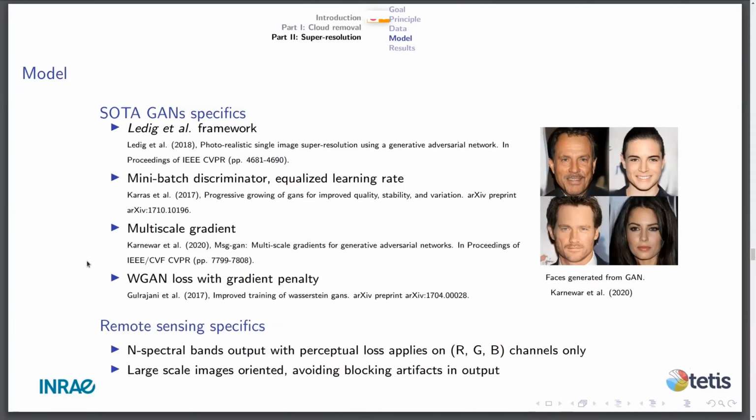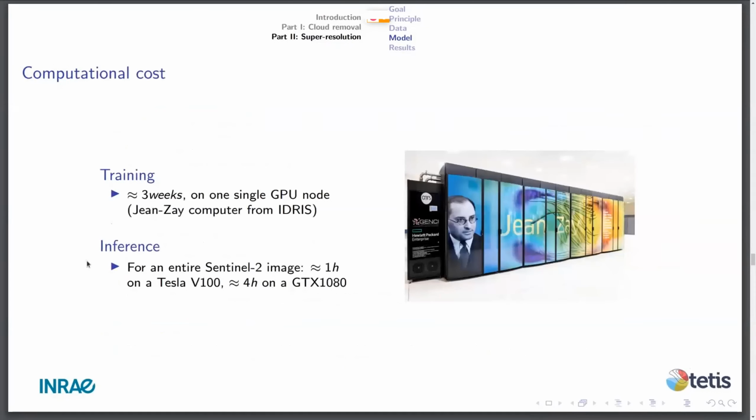Our model is designed to avoid blocking artifacts in the output. This way we can generate a full high-resolution image in a fully convolutional way, tile after tile. We trained our model on the Jean Zay supercomputer from IDRIS on one single GPU node. It took approximately 3 weeks. And for the inference, we can apply the model on one entire Sentinel-2 image using the OTB TF software. It took about 1 hour on a Tesla V100 GPU.